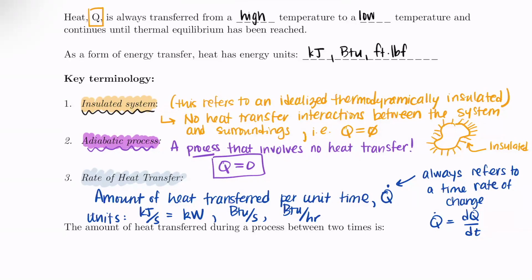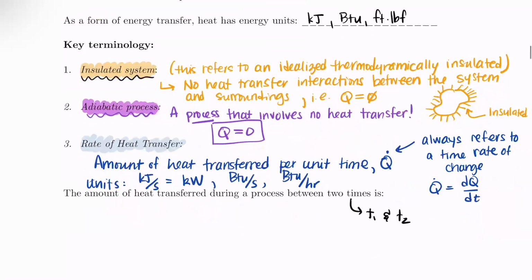All right. If we were to want to compute the amount of heat transferred during a process between two times, and I'm going to call these two times T1 and T2, we would do the following. So we would say the total amount of heat that's transferred is the integral of Q dot integrated from T1 to T2. All right, so in this case, t is equal to time.